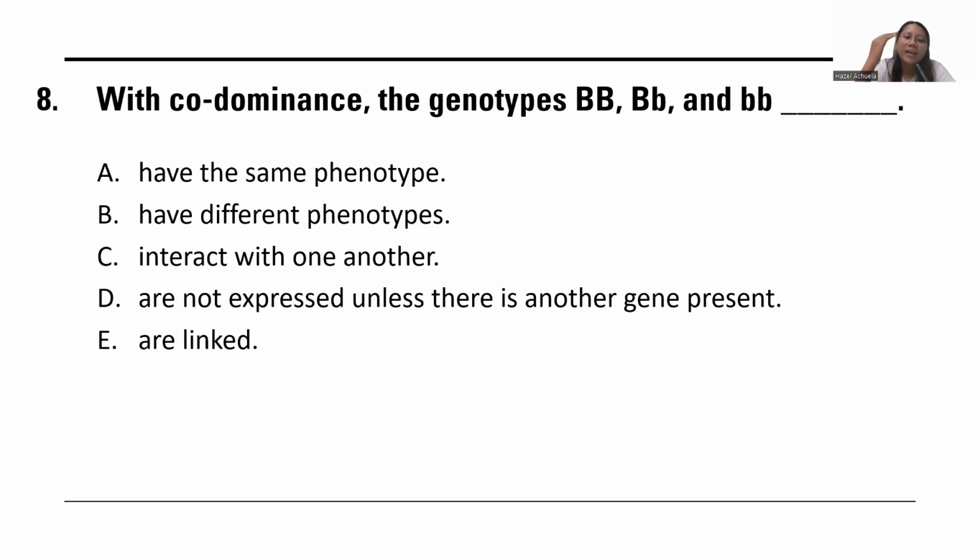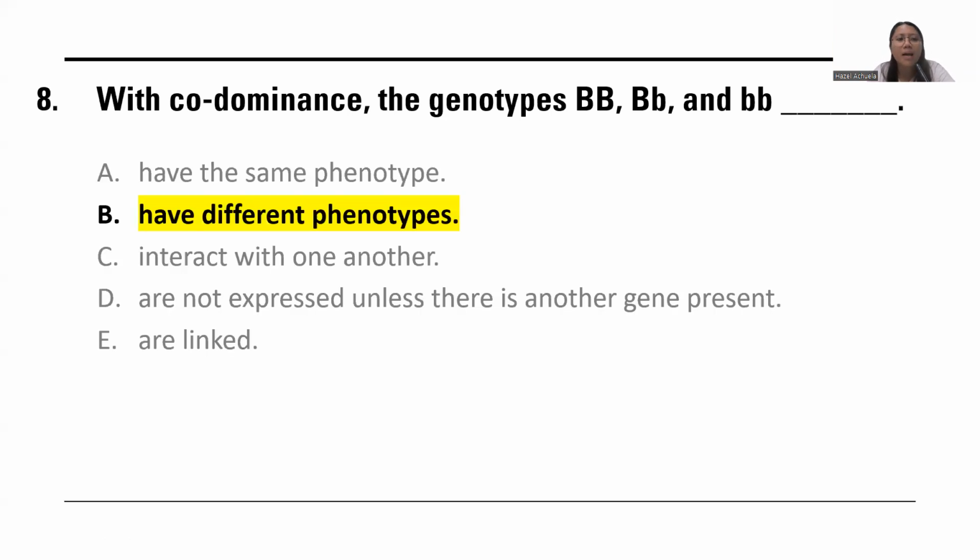Okay. So, ang sagot dito, nasabi na natin, letter B. Bakit hindi possible ang A? Because tatlo ito eh. Homodominant B, hetero B, and homorecessive B will not have the same phenotype.